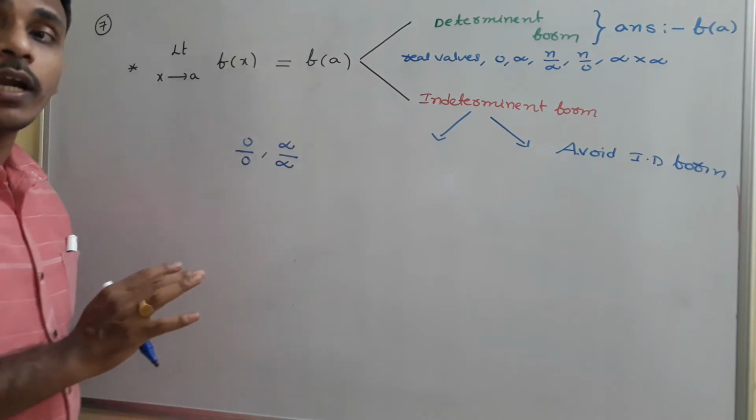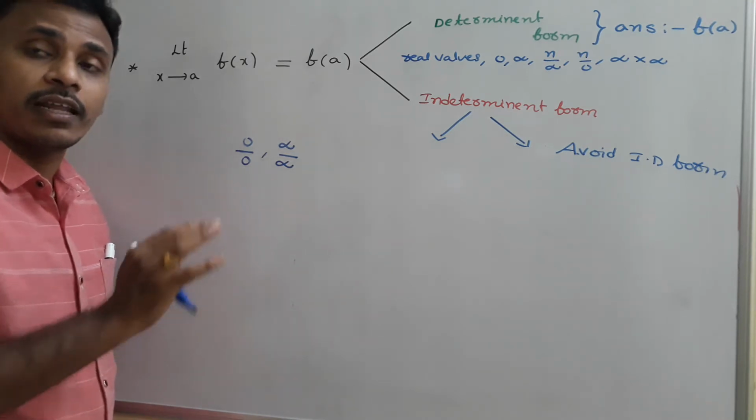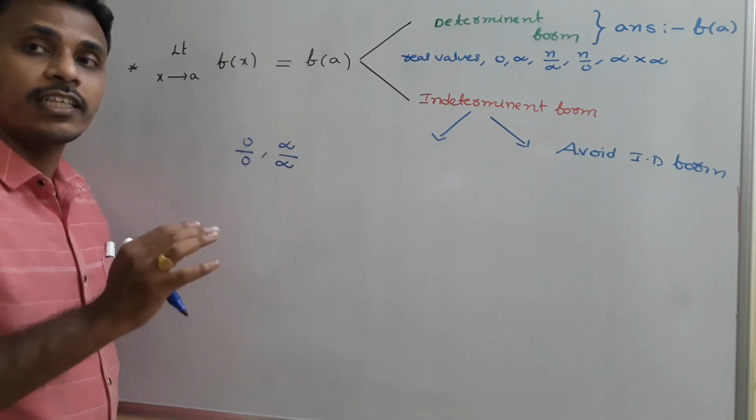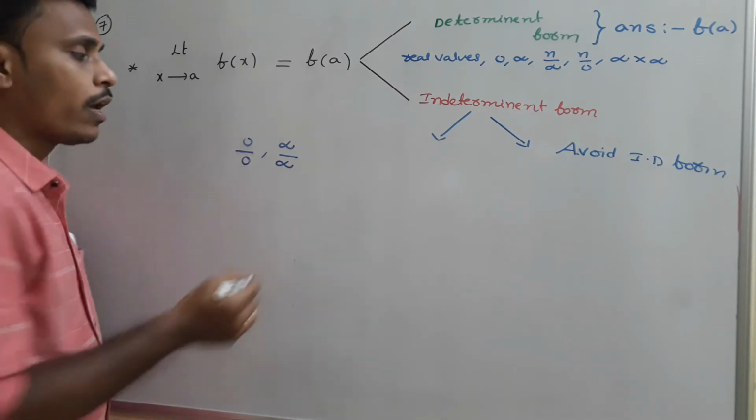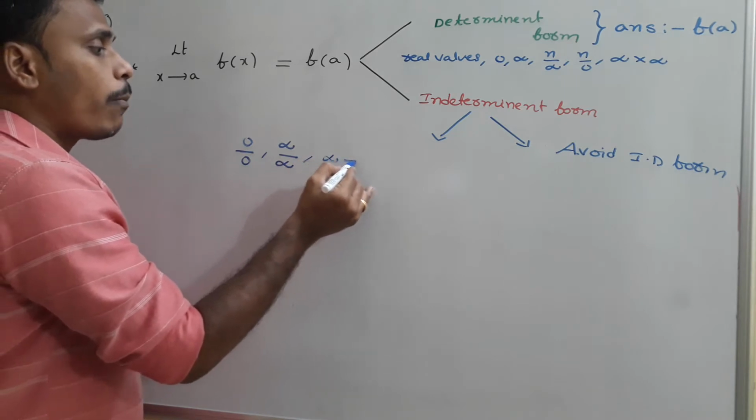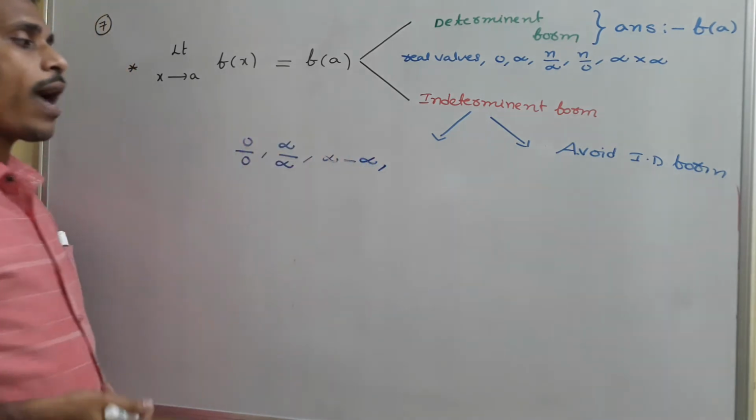So, infinity by infinity is not equal to 1. Some people may think that infinity by infinity is 1, but it is a wrong idea, right? So, infinity by infinity is what? An indeterminate form. Not only that, infinity minus infinity is also an indeterminate form.